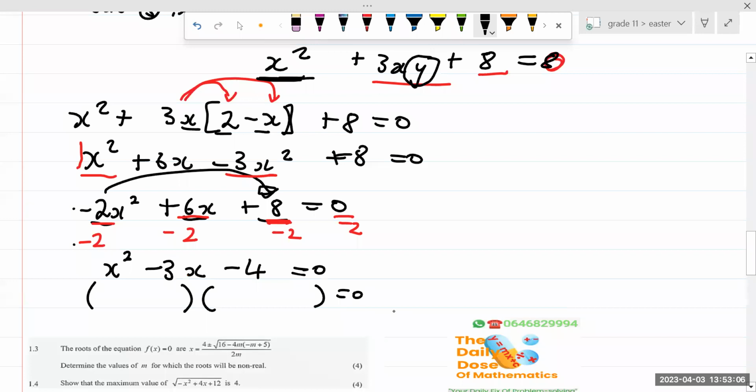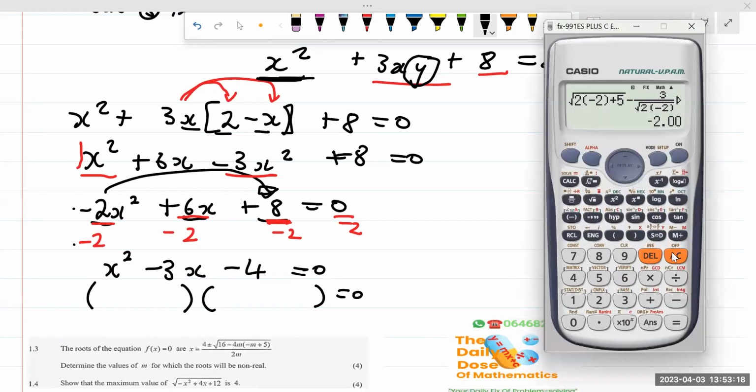Why is 0 equal to 0 when divided by minus 2? What happened to minus 2? Divided by 0. Let's check it, Galang. What is going to be 0 divided by minus 2? 0. We get 0. Let me clear my calculator.